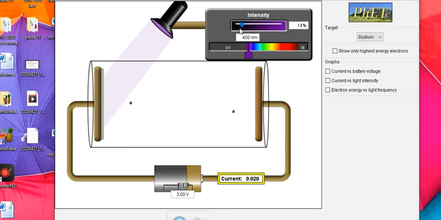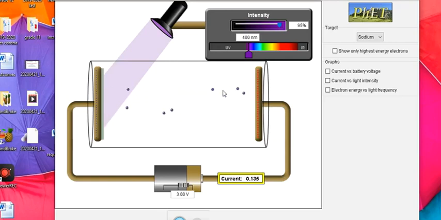Now if I try to increase the intensity, see what happens. Let me read the current initially. What's the current down here? It's 0.018. If I increase the intensity, you see what happens to the current? It's 0.13. Increasing the intensity of light means more photons are used, so more electrons are emitted, because each photon comes to the surface and removes one electron. So if I use 100 photons, 100 photoelectrons will be emitted, and more current will be read by the meter. You get the idea? We will study this in detail later.